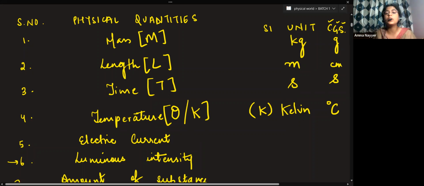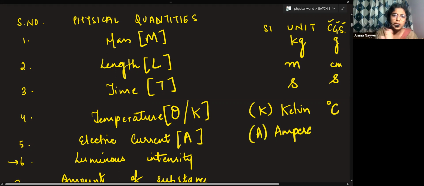So you should know how to represent it. This is denoted through a capital letter A. Its SI unit is ampere. It's better if you remember all these things. You don't need to go into the CGS detail of all these now. Or till time or even temperature you can.